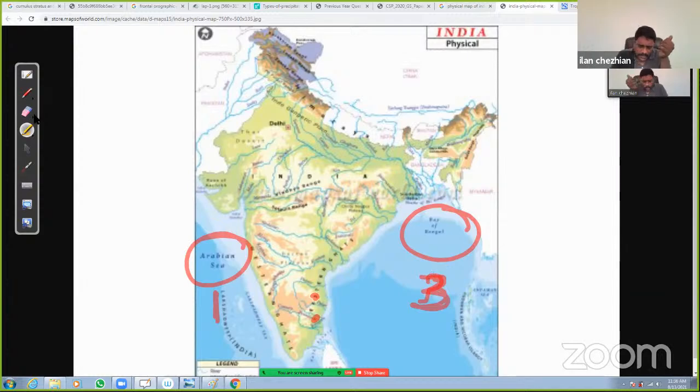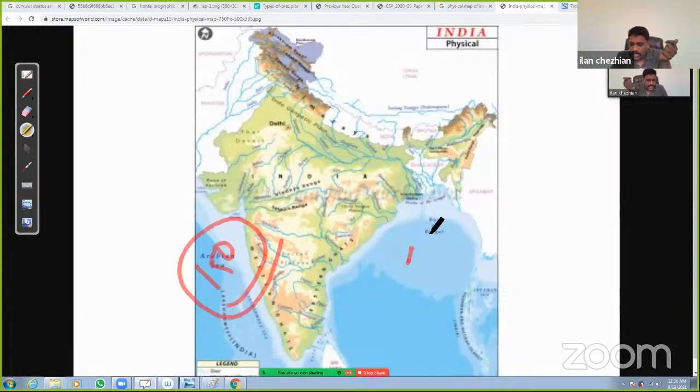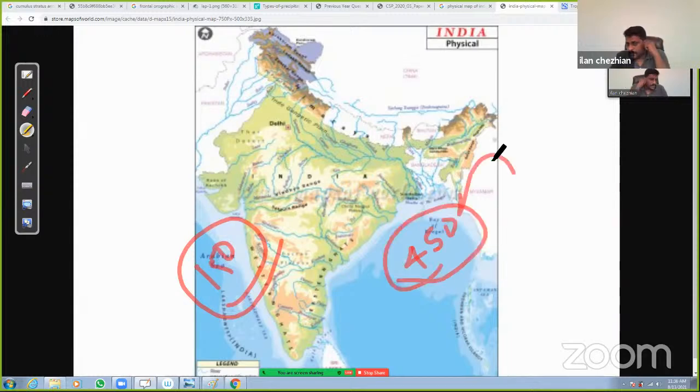When the history of recording started, approximately we have recorded 150 cyclones in the Arabian Sea and somewhere around 450 cyclones in the Bay of Bengal.